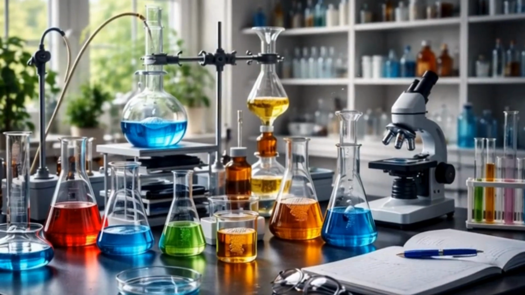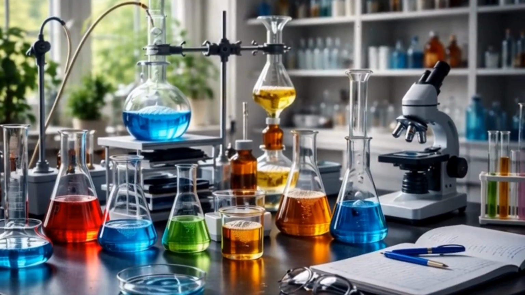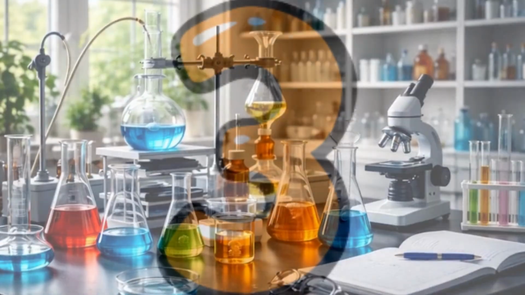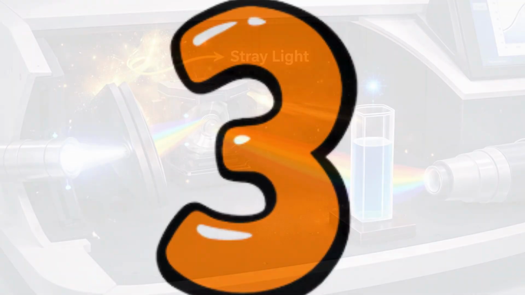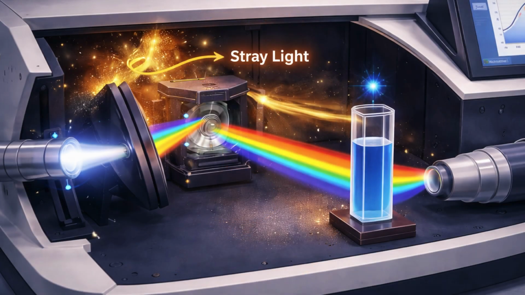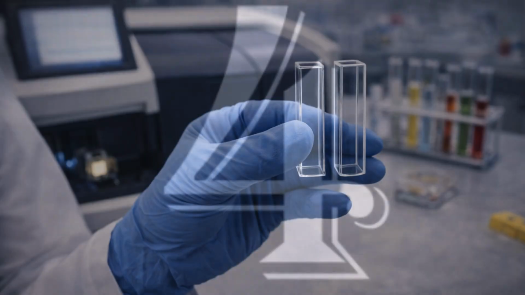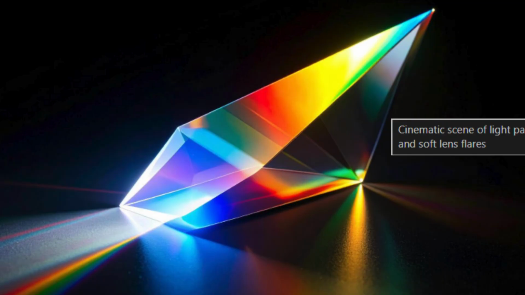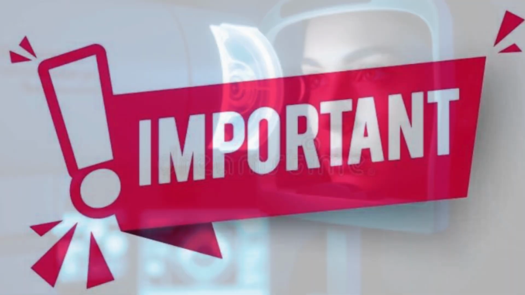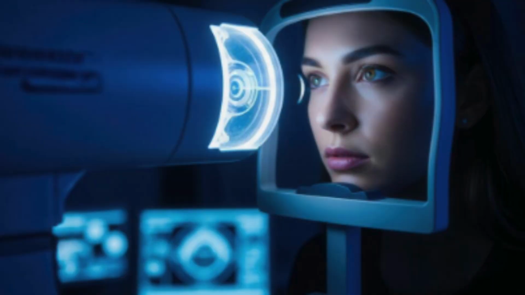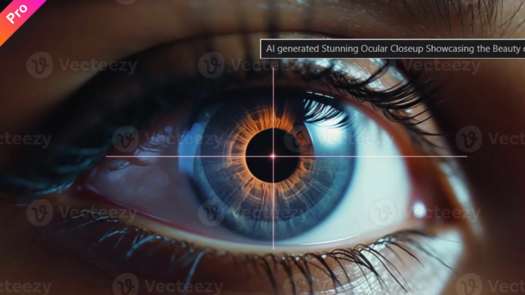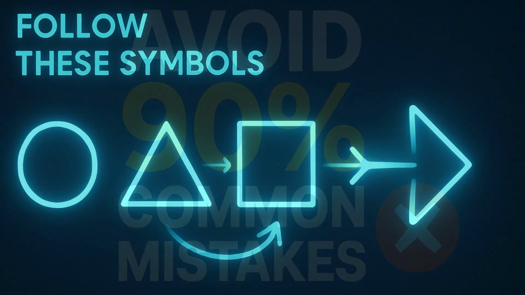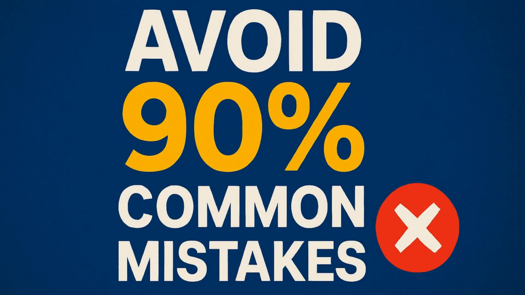Too low, concentrate your sample. Too high, dilute it. And the third one is beware of the stray light effect at very high absorbance. Fourth one is clean cuvettes properly. Fingerprints scatter light. And most importantly, never look directly into the beam. UV light can damage your eyes permanently. Follow these and you will avoid 90% of common mistakes.